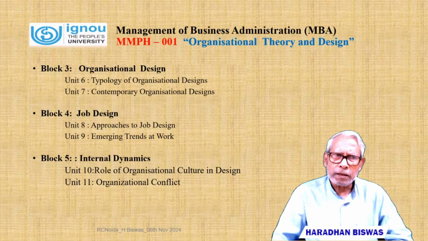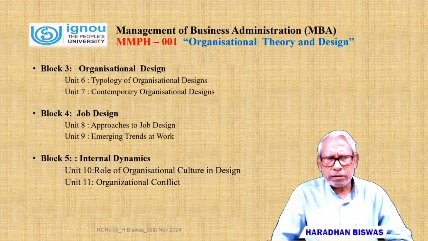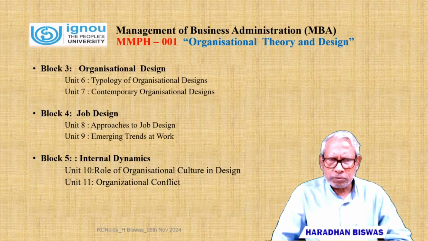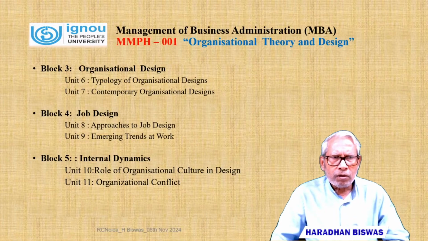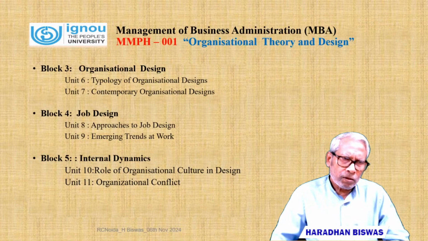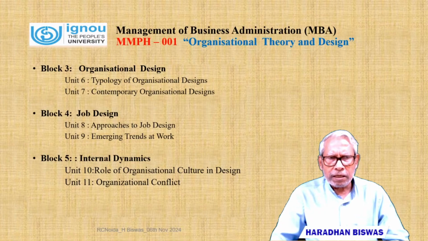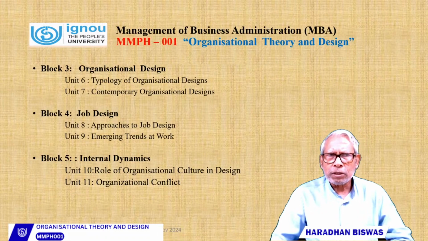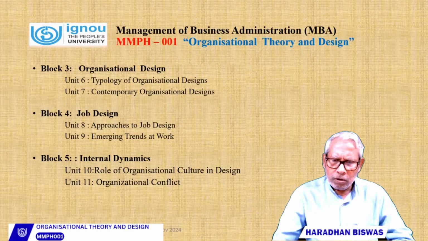That is explained there. Block number 4 is job design, where there are 2 units again, unit number 8 and 9. That is the approaches of the job design, and unit number 9 is emerging trends and the work. Then block number 5 is internal dynamics. Again, there are 2 units, unit number 10 and 11: the role of organizational culture and design, and organizational conflict. So this is the total syllabus of the units and the different blocks.